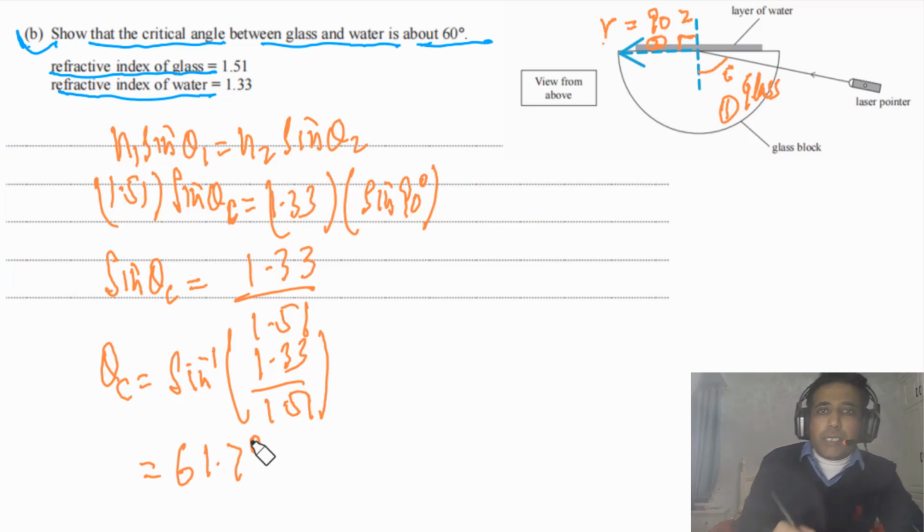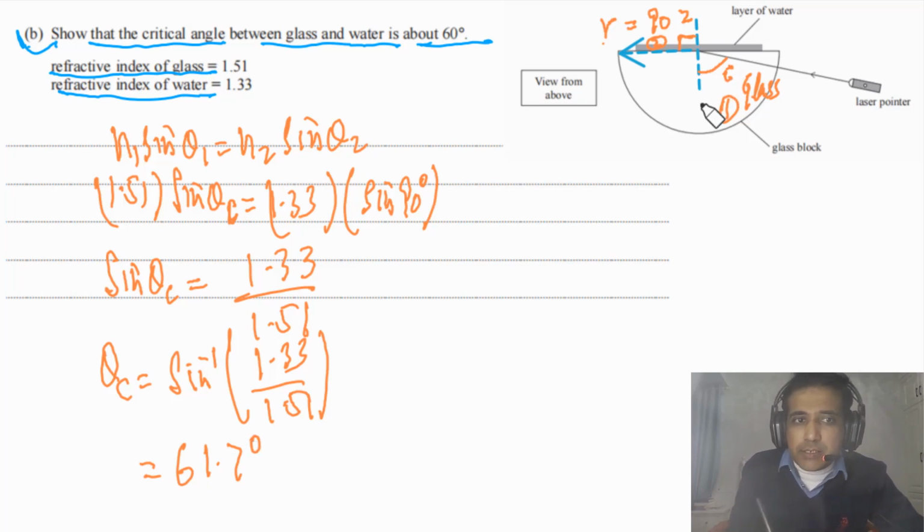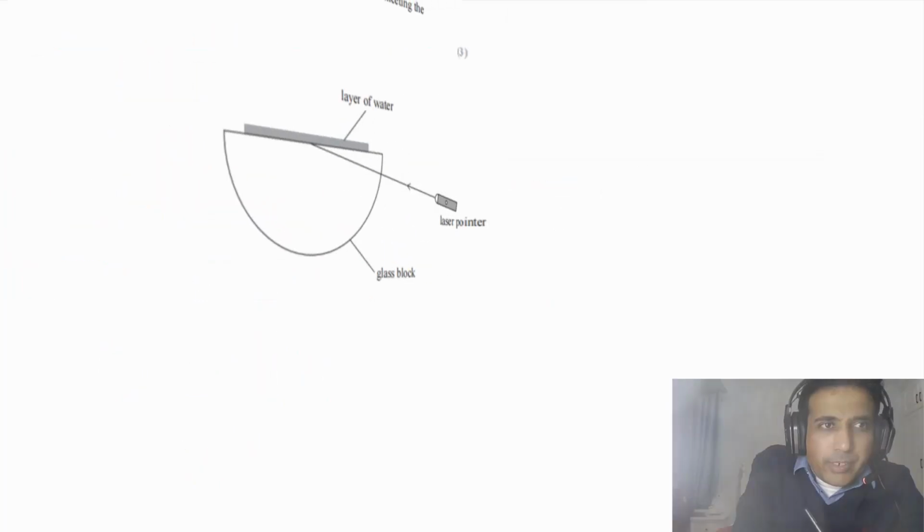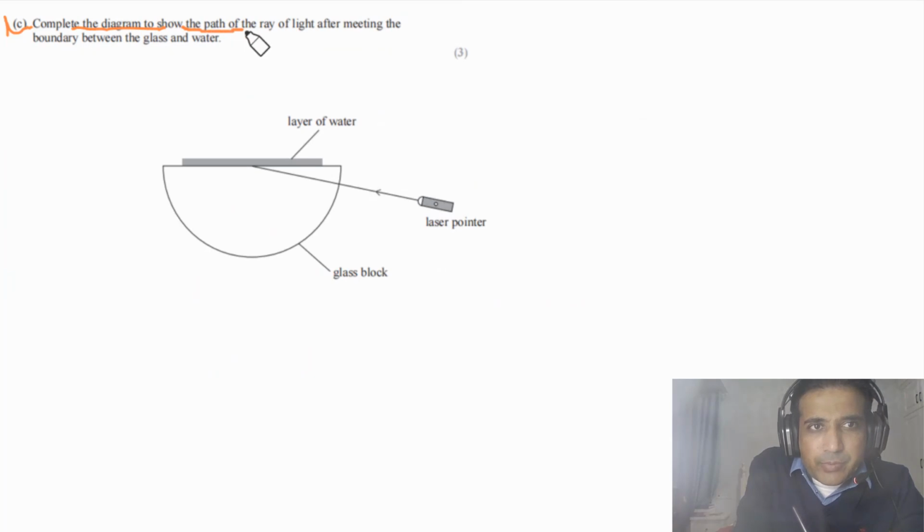So this is the critical angle. The value of this angle is 61.7 degrees. Part C says complete the diagram to show the path of the ray of light after meeting the boundary between the glass and water.